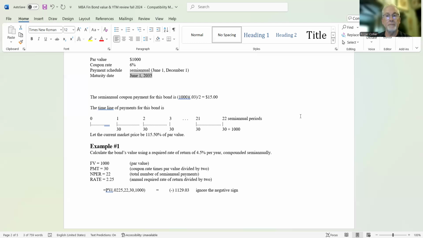All right? Be careful counting the payments. Remember that it's only future ones that we count, and be careful when the thing matures in that last year. So 22.